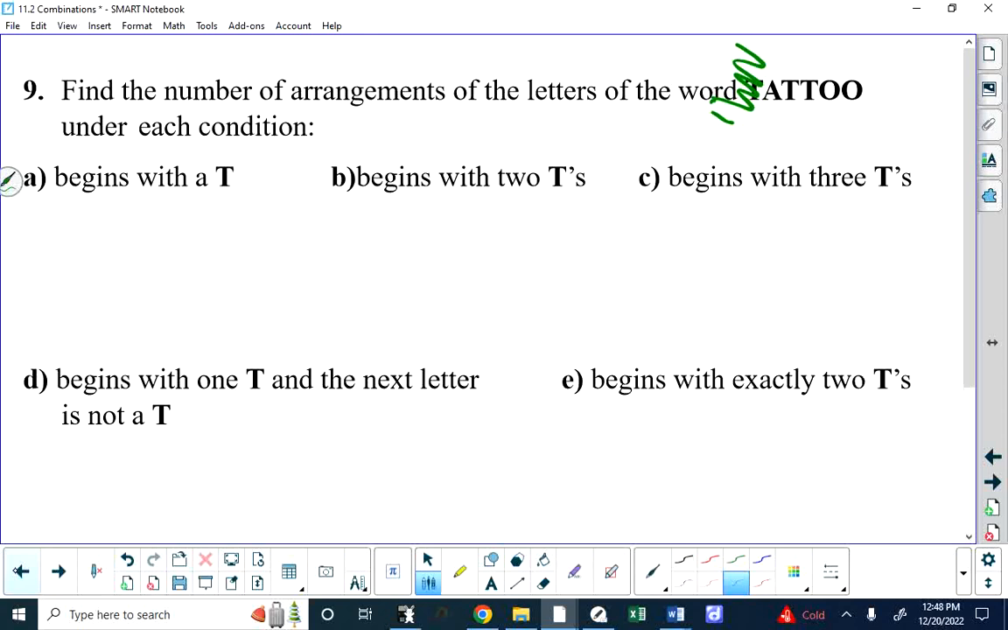And then what I'm doing is I'm arranging 1, 2, 3, 4, 5 items where I have 2 T's and 2 O's. That should still give me, well, it's 120 divided by 4, it still gives me 30. It begins with 2 T's. Now, if it begins with 2 T's, that's different than begins with exactly 2 T's, okay?